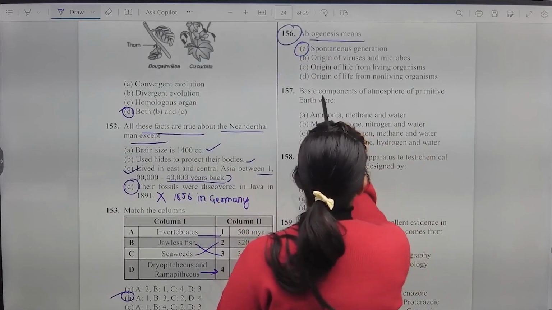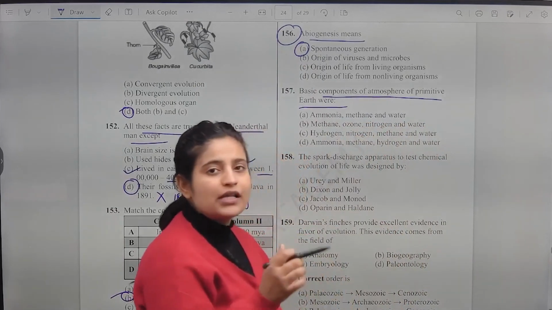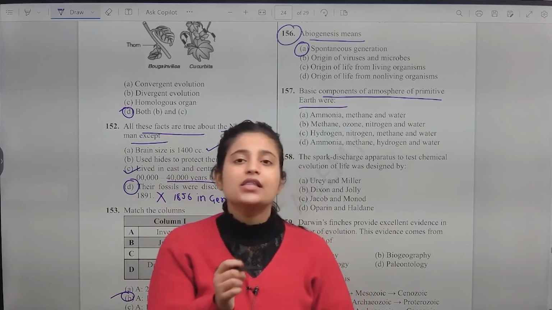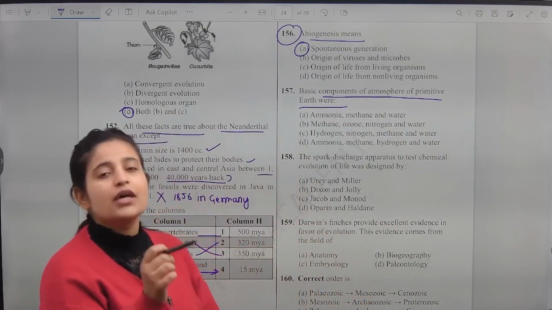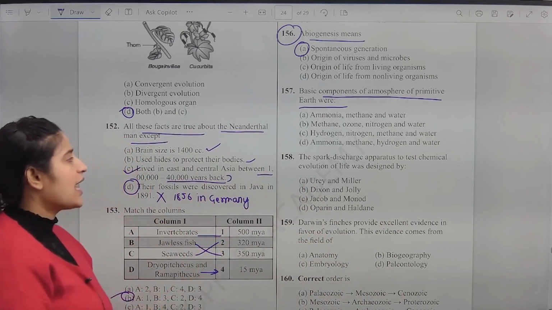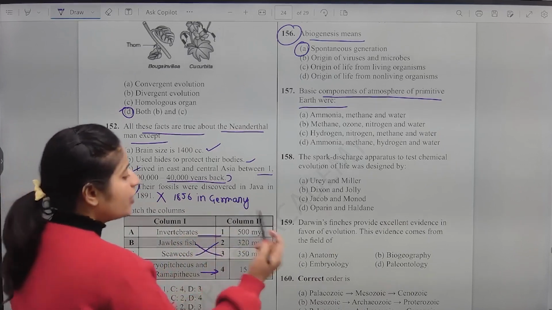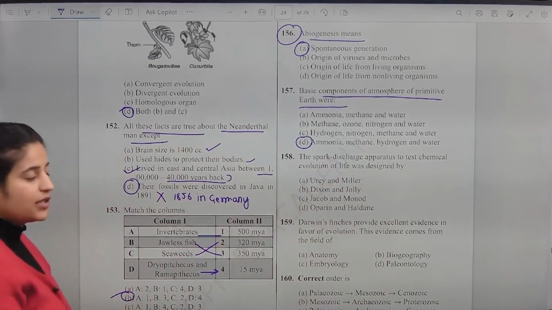Next is, the basic components of the atmosphere of primitive earth were. What is the primitive atmosphere? There was no oxygen, and this is known as the reducing atmosphere. That time there were only gases. What gases were present? Like your ammonia, methane, hydrogen and water vapour, and further they form the coacervates and the biomolecules.